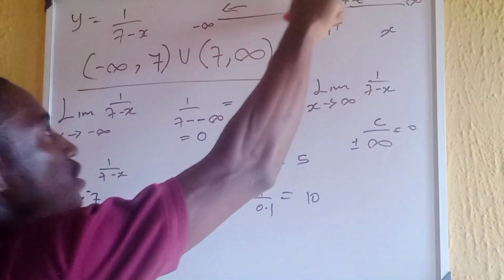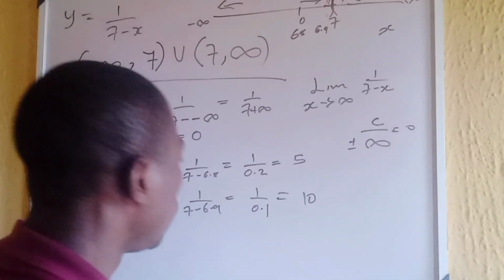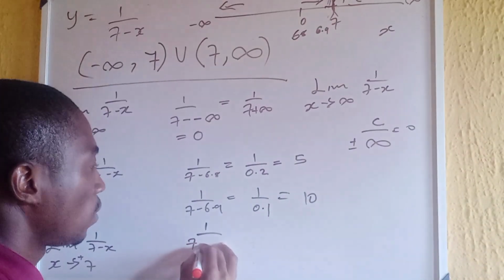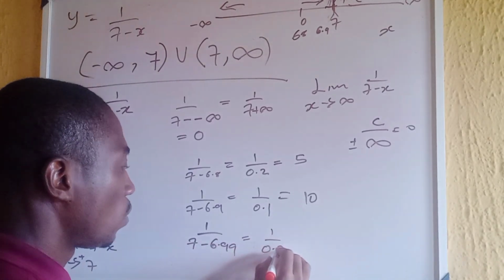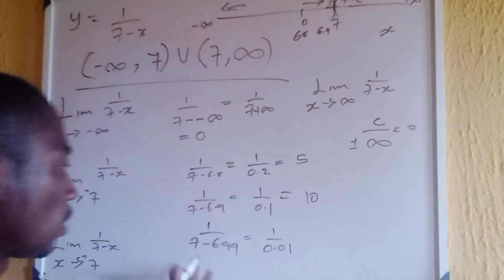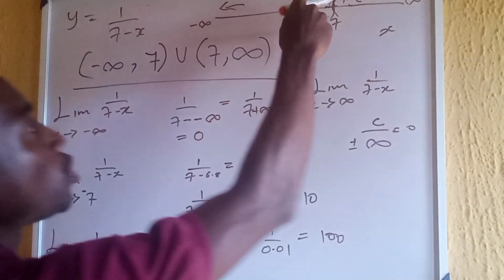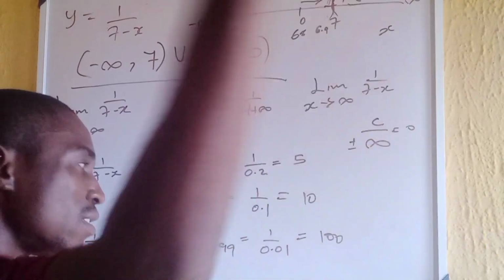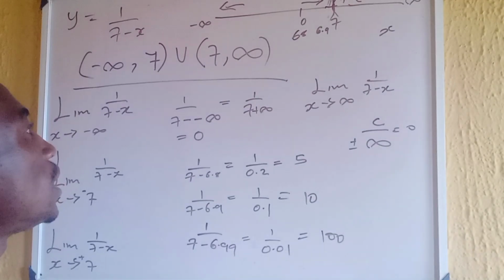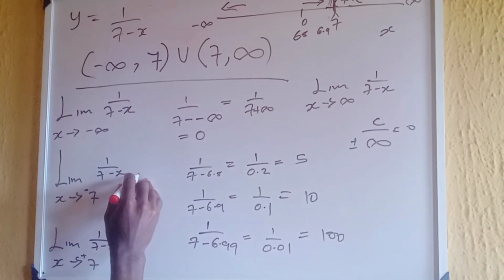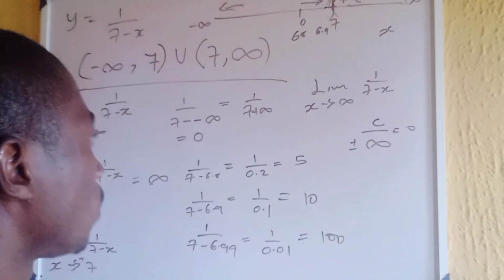So you see that as we are approaching 7, the number is increasing. If we take another number, let's say 1 over 7 minus 6.99, we'll be having 1 over 0.01. Then we'll be having 100. So you can see that as we approach 7, the number is increasing. The closer you go, the number is increasing. So in that case, this tends to infinity. So the limit is positive infinity.